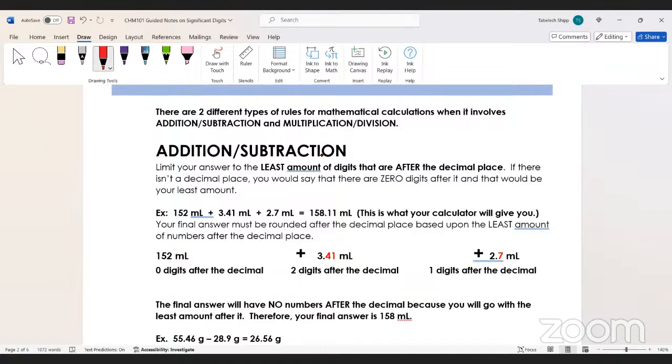Instead, you would have to look at the least amount of digits after the decimal. So in 152, there aren't any decimals, so that's 0. 3.41 has 2 digits after the decimal, right there. And the 2.7 right here has 1 digit after the decimal. So the least is 0. And so, yes, you are correct, Jacqueline. 158 is the correct answer. Very good, very good, very good.